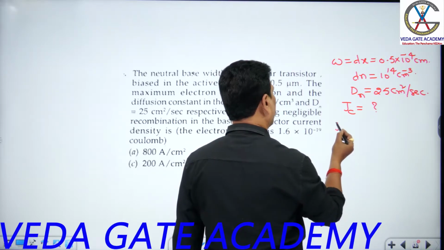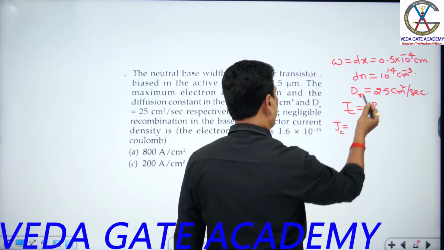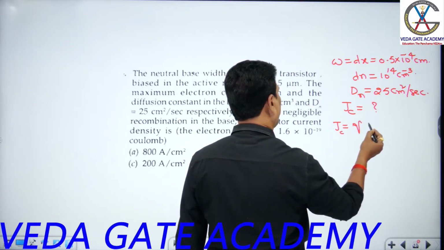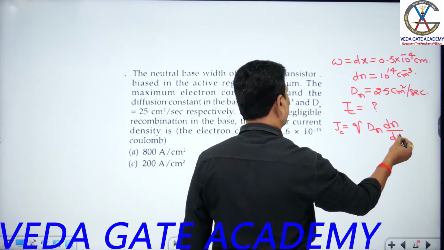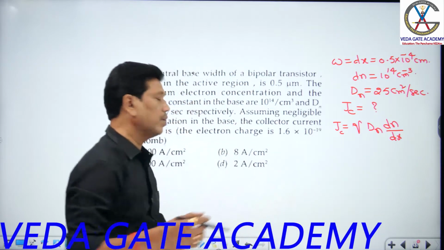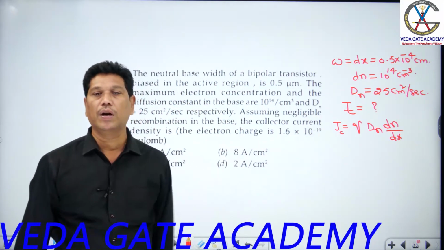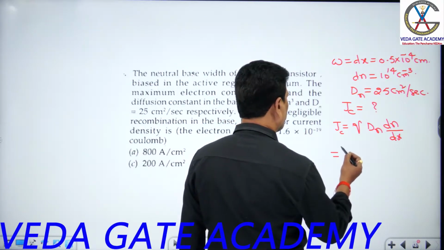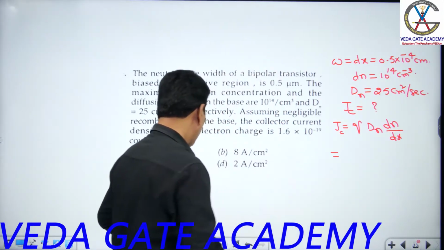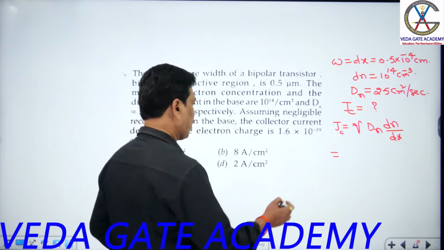Okay. So according to the diffusion phenomenon, J is written as q Dn into dn by dx. So this is the formula, students. J equal to q Dn into dn by dx. So everything is given there. q stands for charge, you can call.